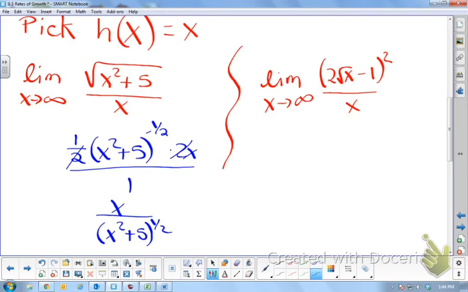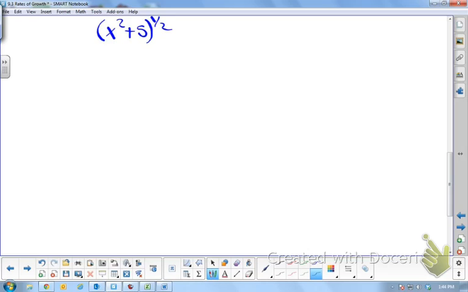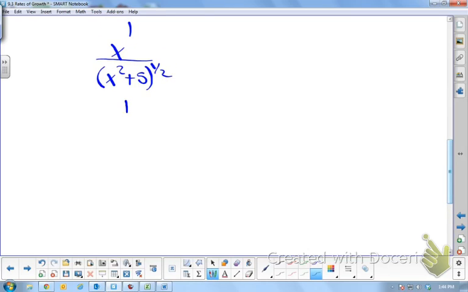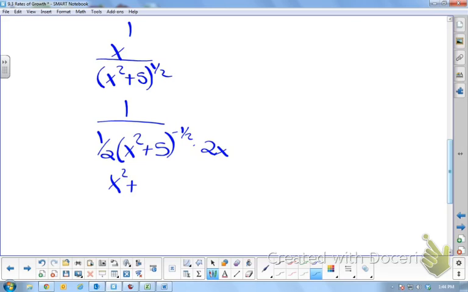If I do L'Hopital's rule again, I would get 1 over 1/2 (x squared plus 5) to the negative 1/2 times 2x. So then I just get back to what I had originally, (x squared plus 5) to the 1/2 over x. And it would just keep flipping back and forth forever.